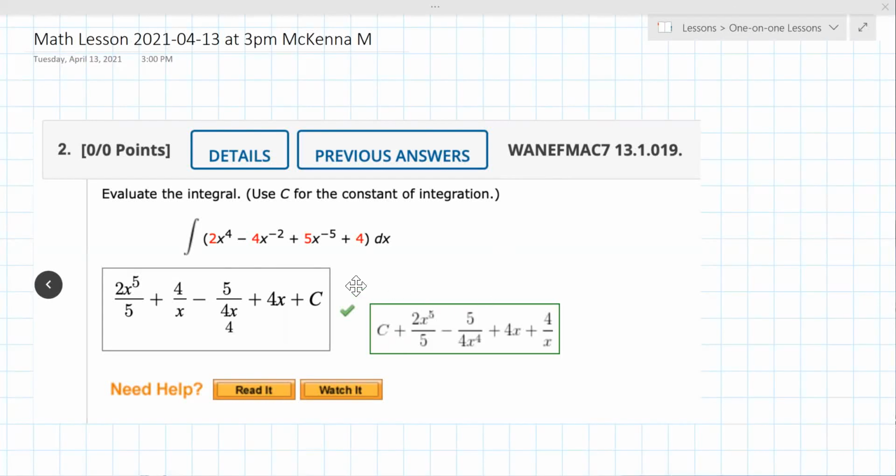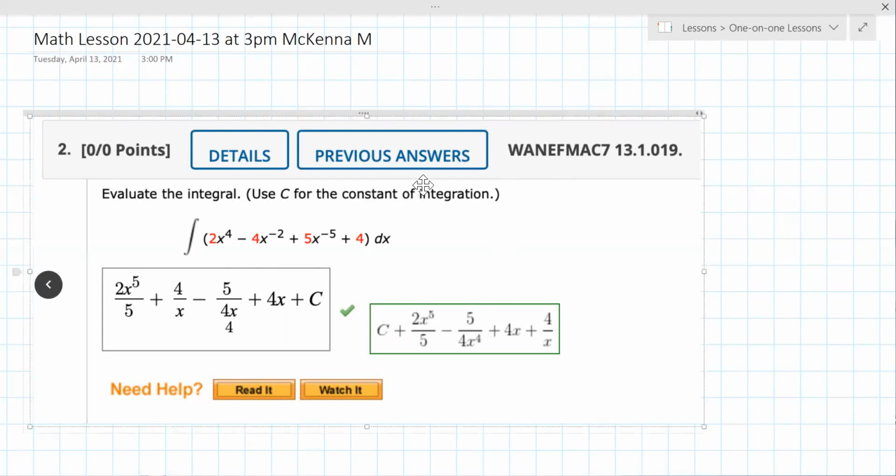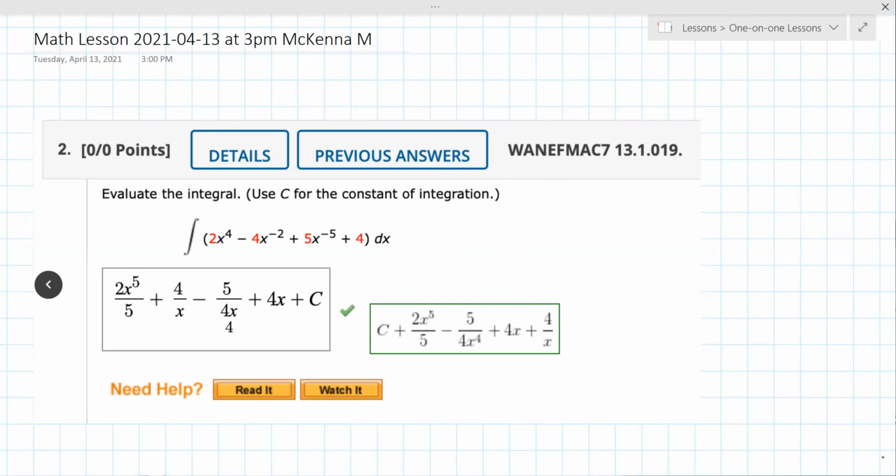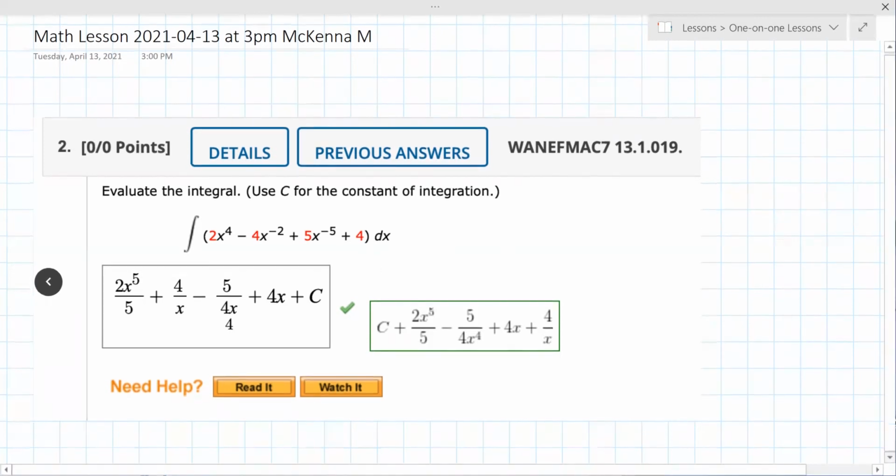All right. Well, this is not a substitution problem. Would you like me to move to the ones that are substitution problems? No, because I have a question about this one. My question is, why is 5/4 x to the fourth negative?